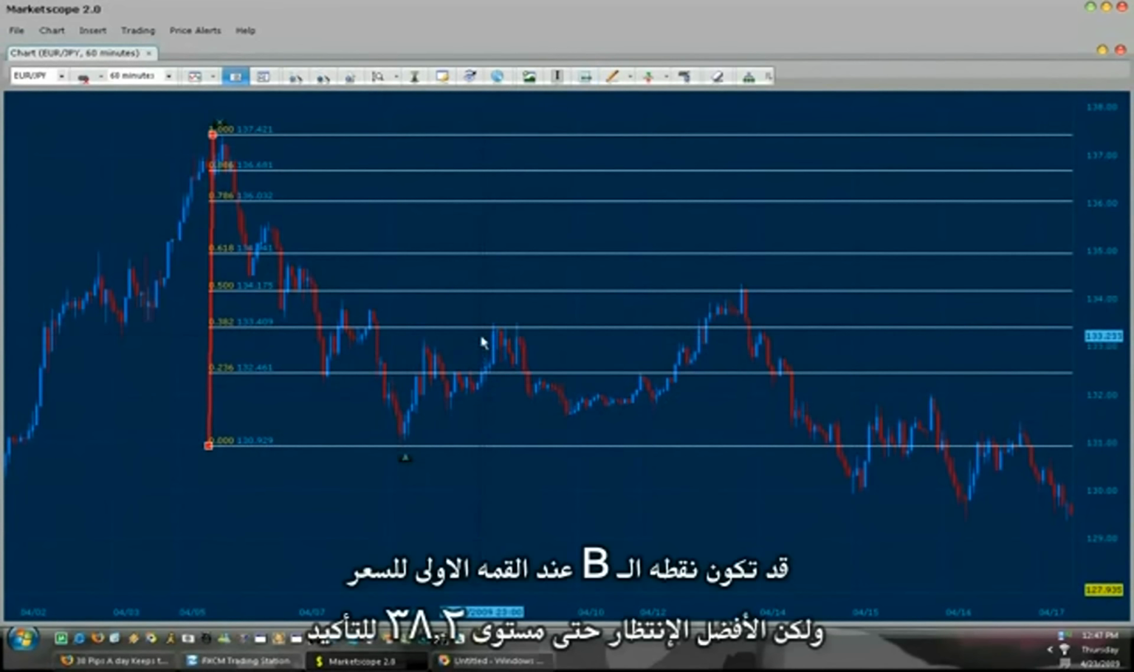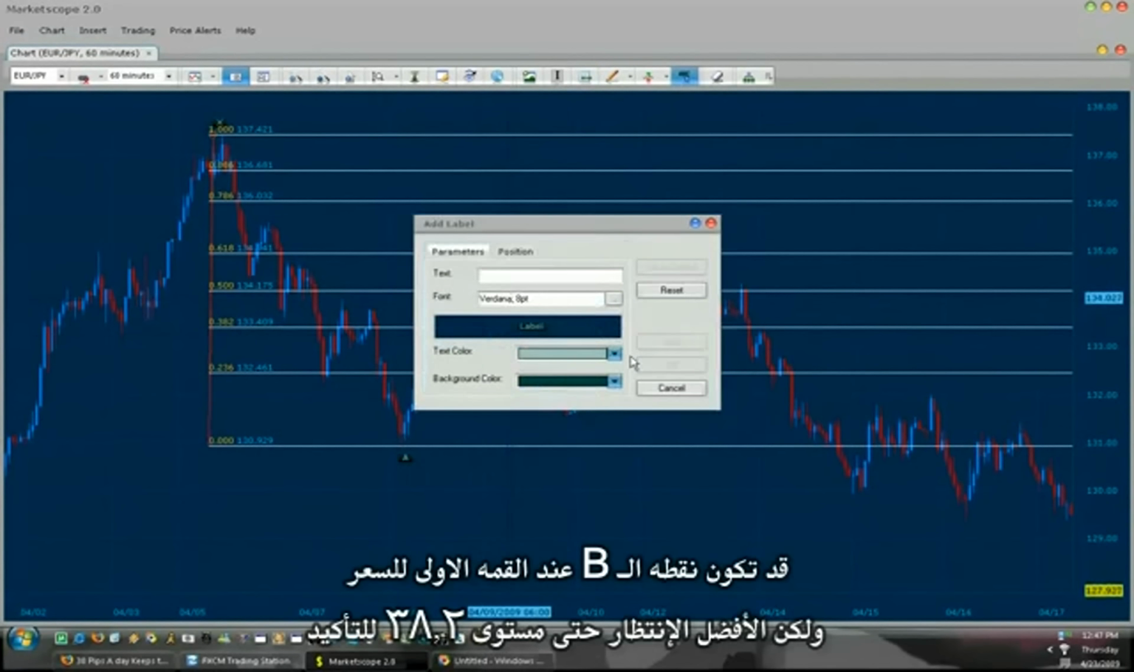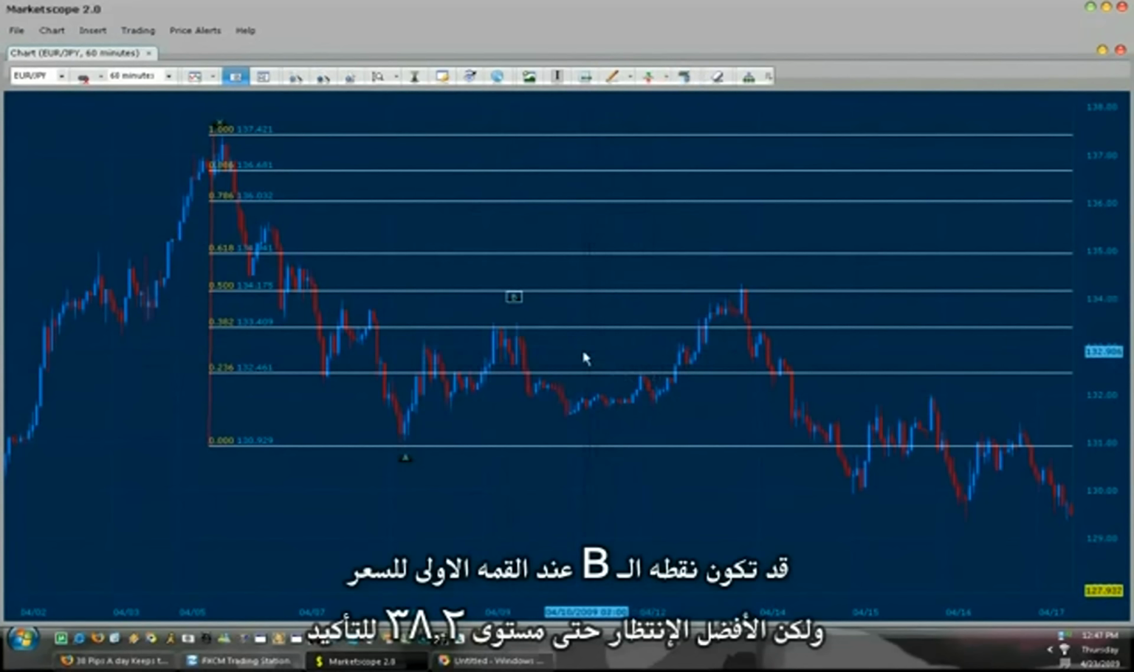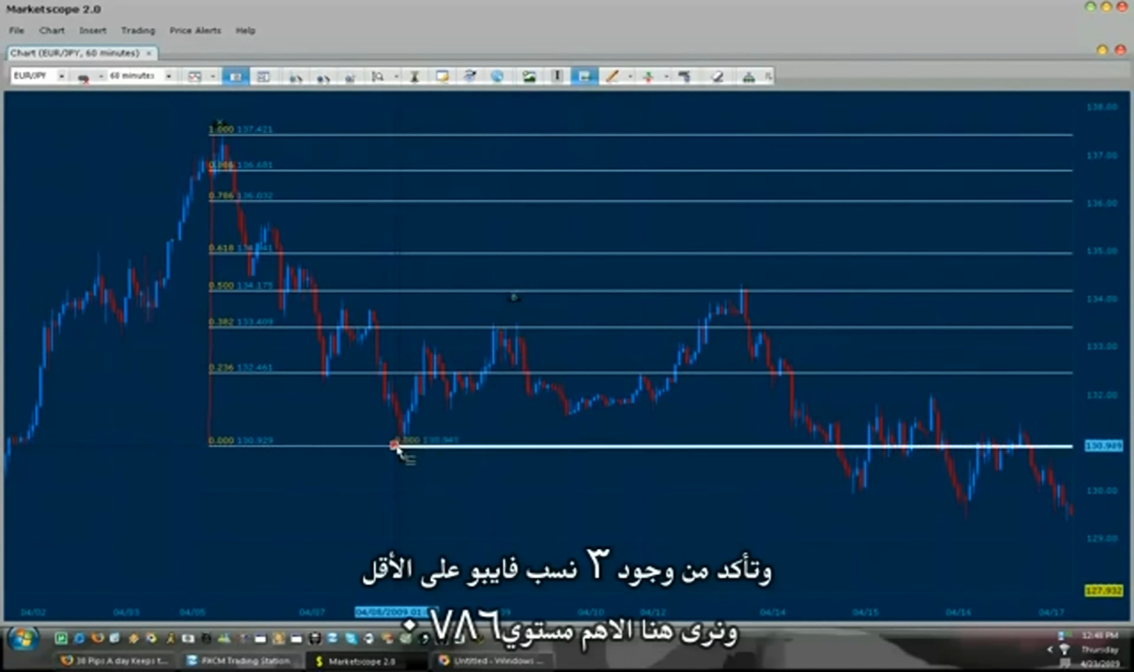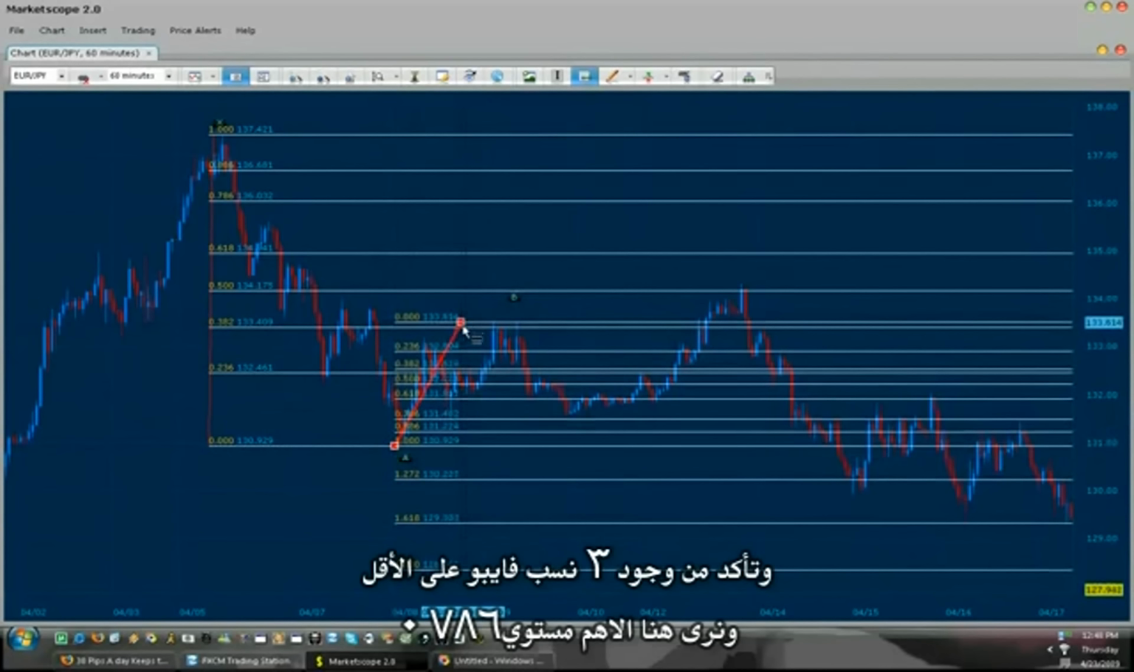My B could also be on the first swing of the A leg over here, but I much rather use the 0.382 confirmation. Now to identify the C leg, I draw from A to B, wick to wick, and I make sure there is at least a 0.382 retracement, and here you can see that there is a 0.786 retracement.